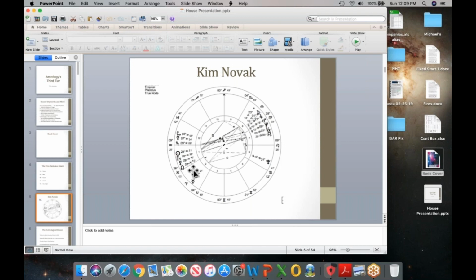And of course, the nodes of the moon. You can see her north node of the moon is in the 1st house at 7 Pisces. It's kind of hard to read on that small chart. So that's what a chart is. Those are the parts of the chart. That's how you read a chart.